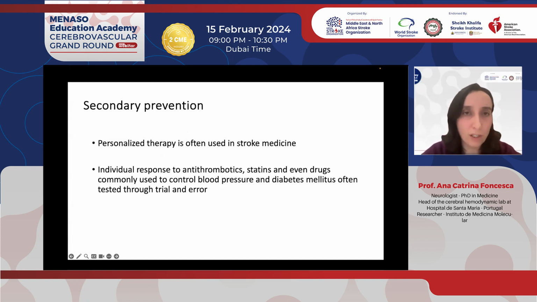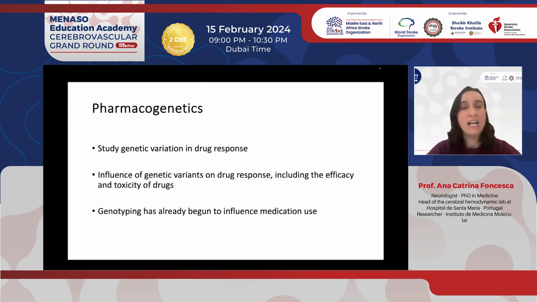Also in secondary prevention, we are currently starting to apply precision medicine. Personalized therapy is often used in stroke medicine, if you think about it. Sometimes, in order to get the blood pressure right in some patients, often we try a trial and error approach, increasing or decreasing the doses or adding more blood pressure lowering medication. But pharmacogenetics may really help us to enhance secondary prevention.